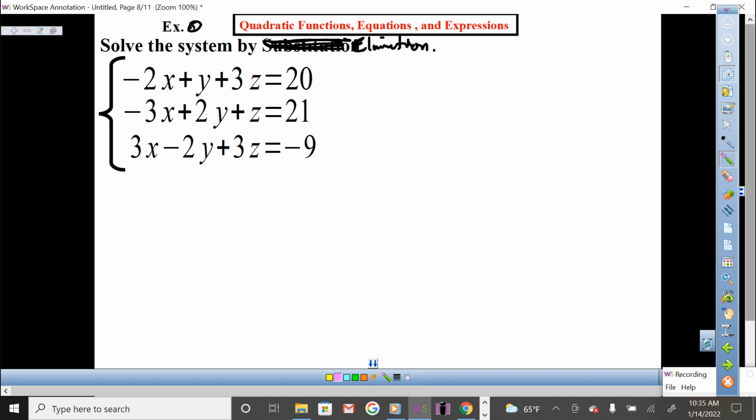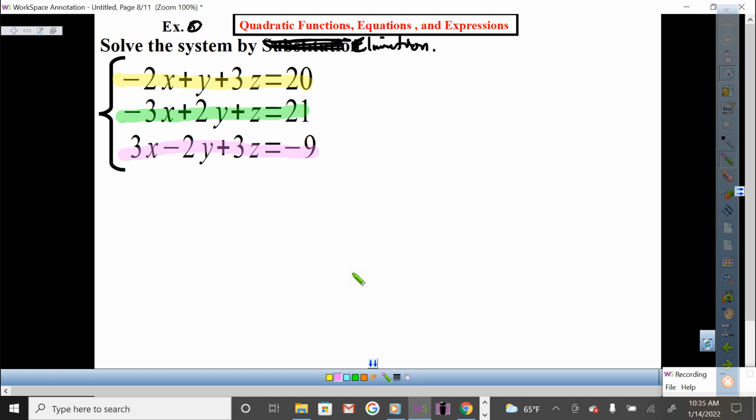Alright, good. So we got the system, negative 2x plus y plus 3z equals 20. The second one is negative 3x plus 2y plus z equals 21. And 3x minus 2y plus 3z equals negative 9. Okay. So I'm going to use the three colors once more. This one in yellow, this one in green, and this one in pink.